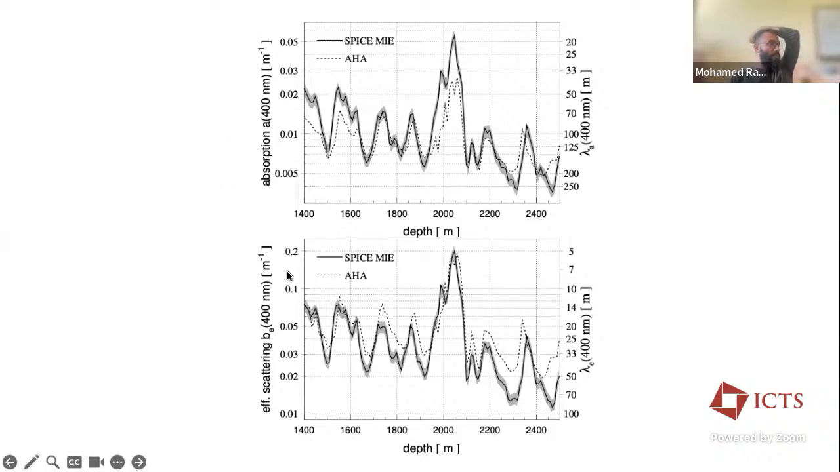So this is the effective scattering length, absorption length on top and scattering length at the bottom. And what you can see is that the ice in general becomes more transparent as you go deeper into the detector. So at the lowest end of the detector, the absorption length is of the order of 200 meters or so. That is, on average, a photon travels 200 meters before it is absorbed. While the scattering length is about 50 meters or so. That is, on average, a photon travels about 50 meters before it gets scattered.